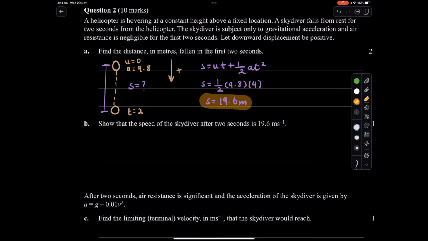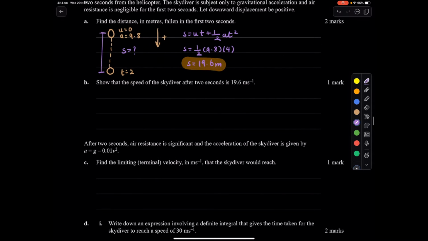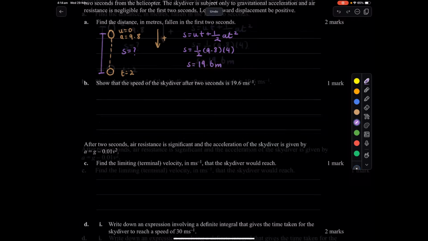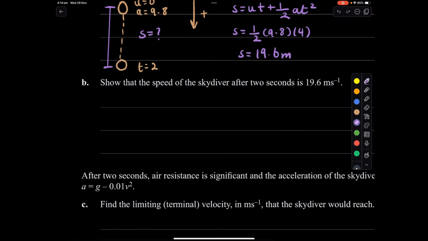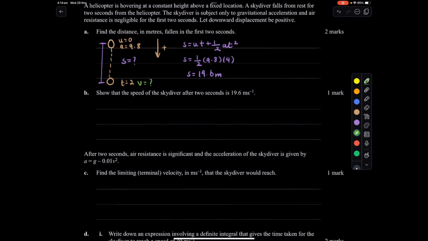Great. Next question. Show that the speed of the skydiver after the 2 seconds is 19.6. So now we want to find the velocity after. Okay, so now we have enough information. We have u equals 0, a is equal to 9.8, t is equal to 2, and we just want to find velocity.